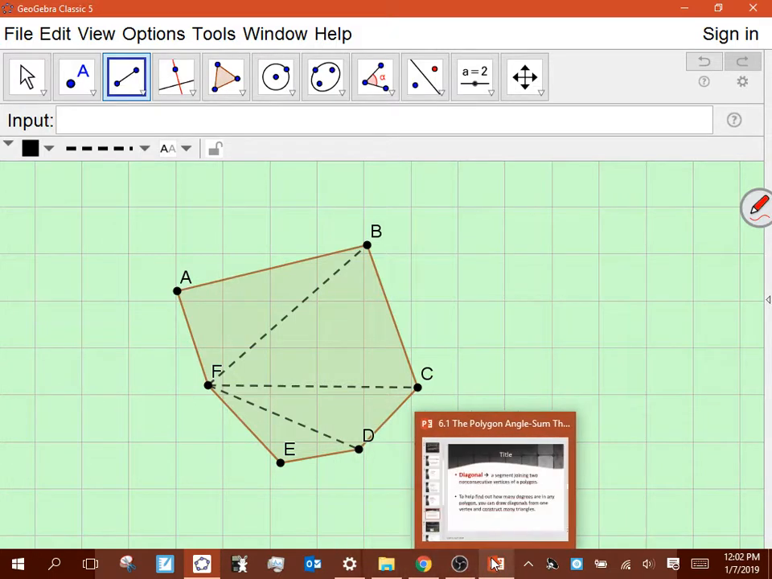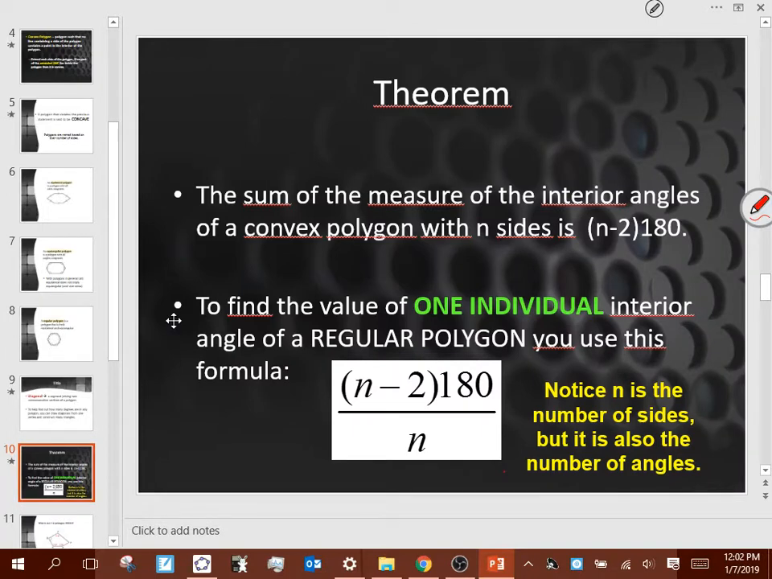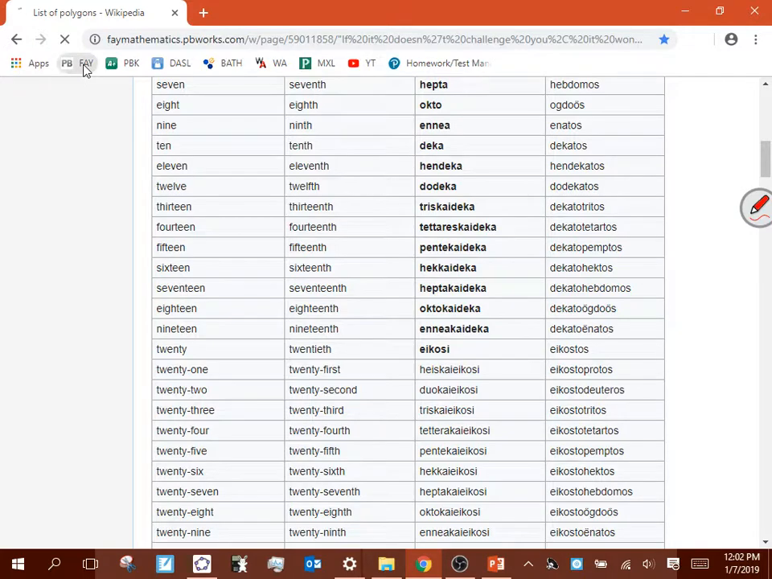So when we look at this theorem here, it says the sum of the measure of the interior angles of a convex polygon, and here it has to be convex, it does not work for concave, with n sides or n angles is n minus 2 times 180. Let's write that down. While I'm writing that down, I'm going to find an applet I've got.